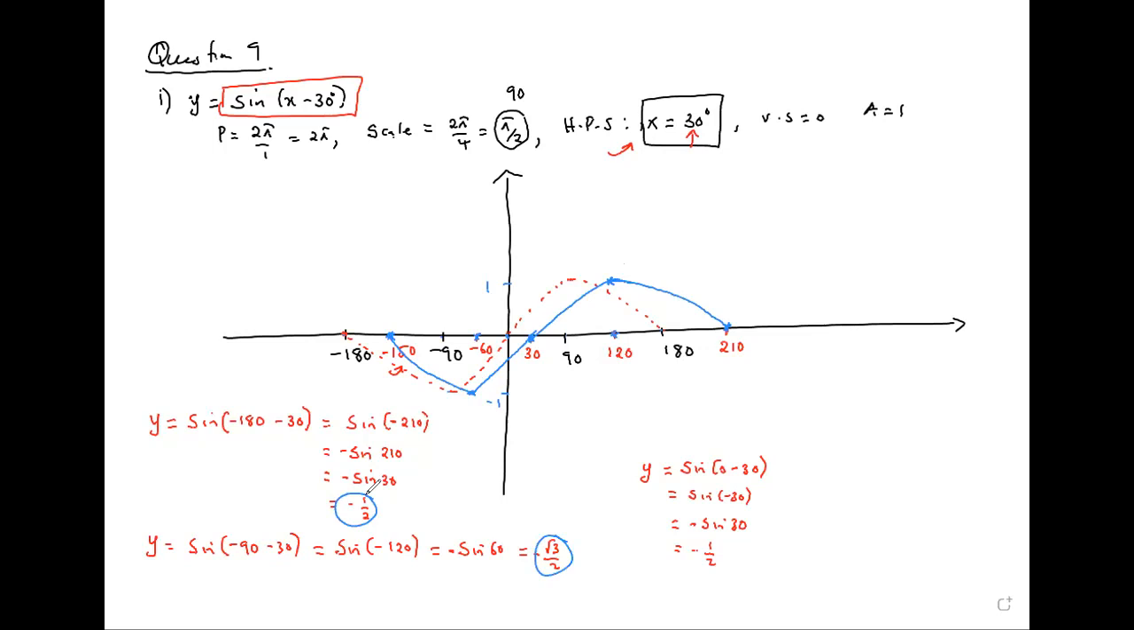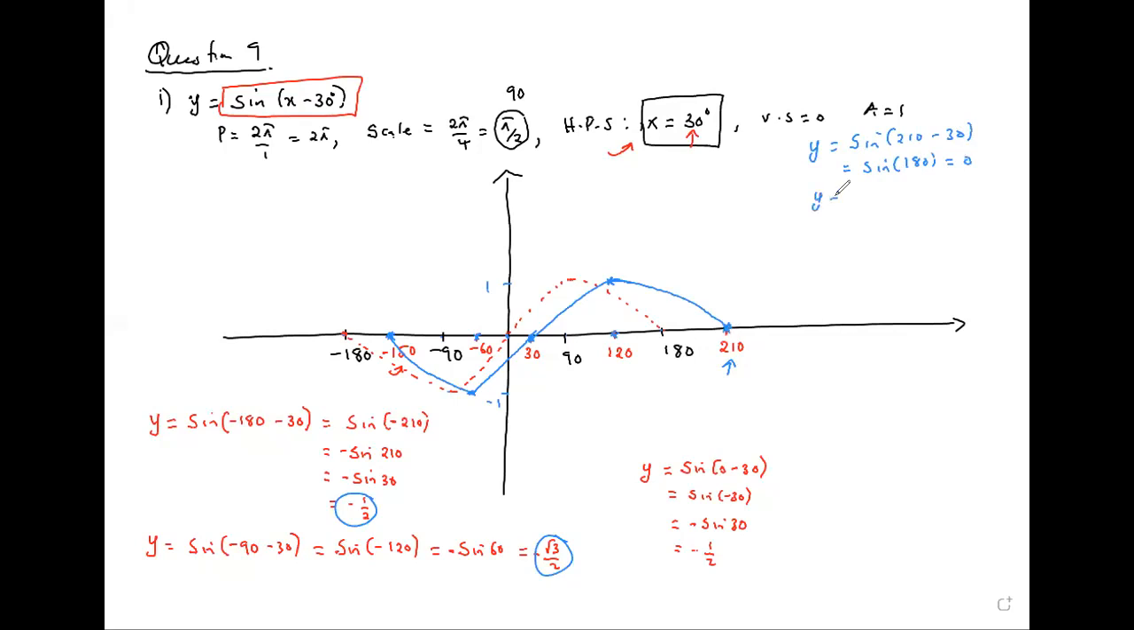So that's our graph. Now, why did we need to have these numbers in red in calculations? If we use the numbers in red, we are going to get very normal calculations. For example, at 210, we would get sine 210 minus 30, which is sine 180, which is 0. So we would have known that it is just 0.